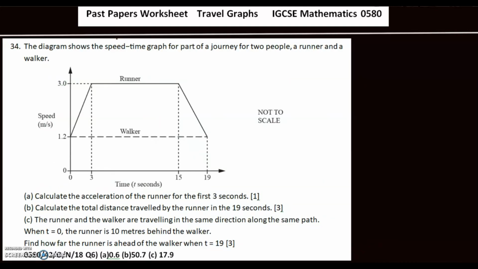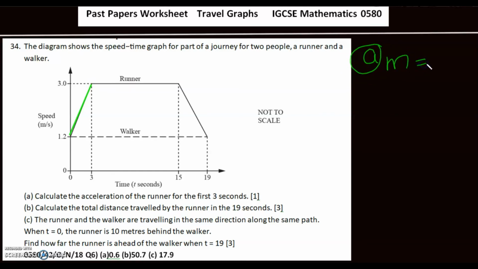Next question. The diagram shows the speed time graph for a part of a journey for two people, a runner and a walker. Calculate the acceleration of the runner for the first 3 seconds. So this line represents the acceleration of the runner for the first 3 seconds. So all we need to do is find the slope, which is rise over run.